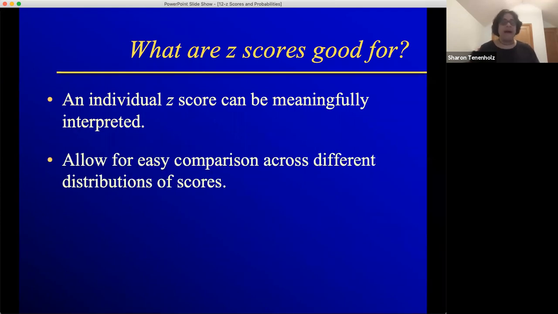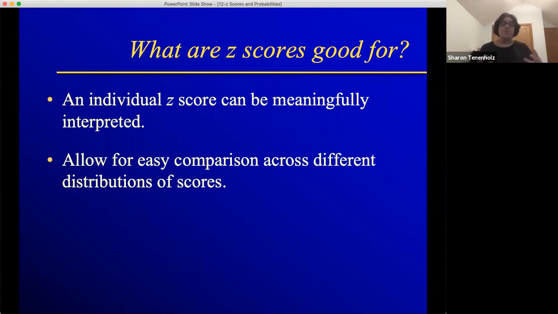It also allows for easy comparison across different distributions of scores. So let's say we're trying to figure out if an individual student is better at psychology or biology. They're considering both of these majors. In which direction should they head? Well, we can't just directly compare the grades because they come from different distributions of scores.